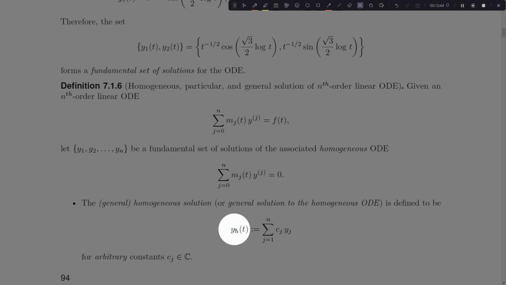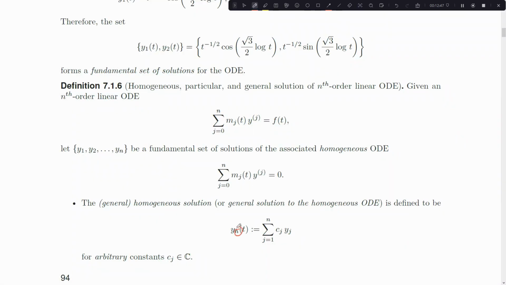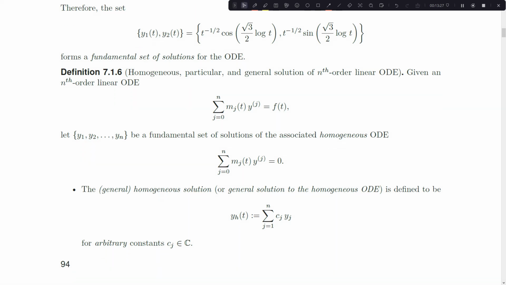And I give it a little h on the bottom to let me know, hey, I'm talking about homogeneous solutions. And I can just form, this is a linear combination, right? These c's are just some constants, and then I have the y_j's from my fundamental set. This is exactly how we constructed linear combinations of sets in linear algebra, or in other senses, this is the span, right? This is the span of y_1, y_2, ..., y_n. It's the span of my fundamental set. That's called the general homogeneous solution.